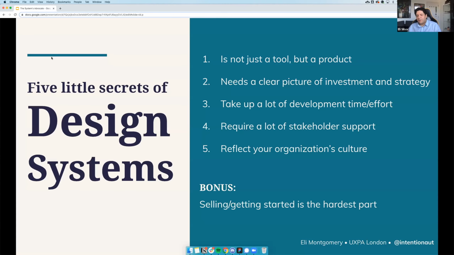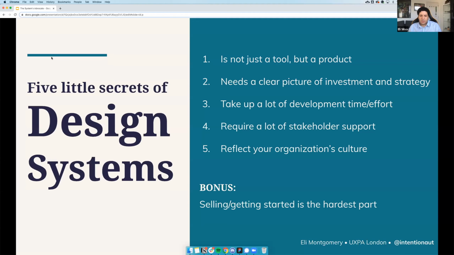The first little secret of design systems is that it's not just a tool. It's not just a series of components, but a product, a living product. To get success with a design system, you need a clear picture of your investment and strategy, and you need a lot of commitment. They do take up a lot of development time and effort.